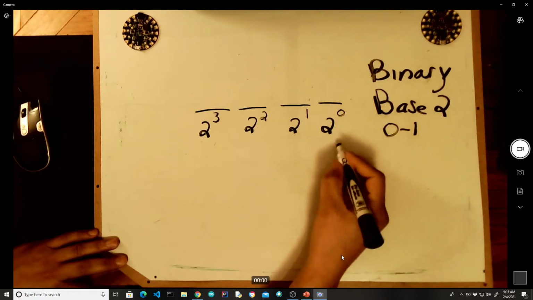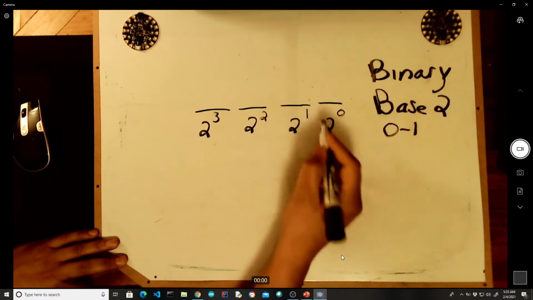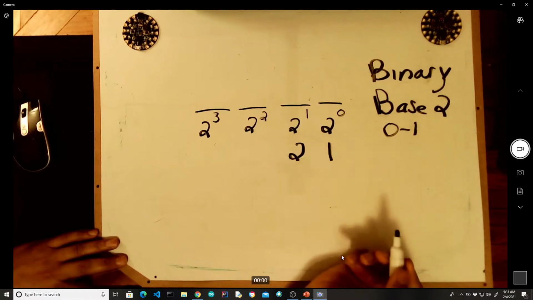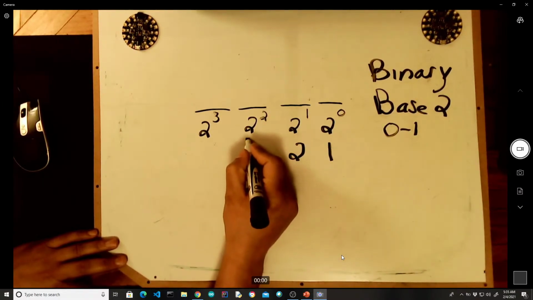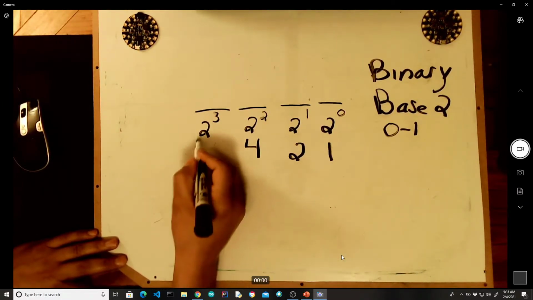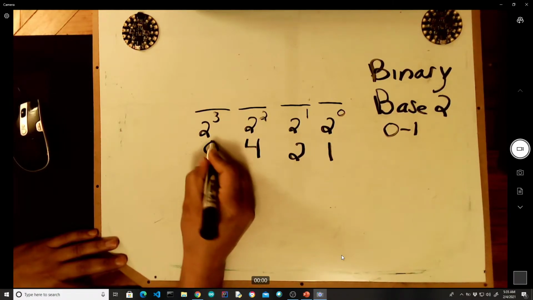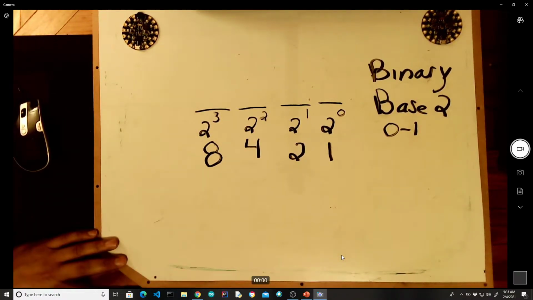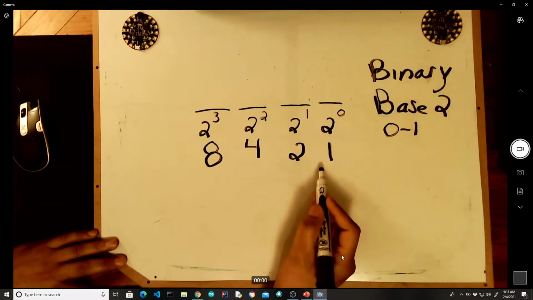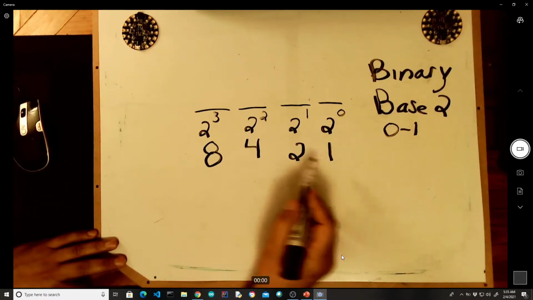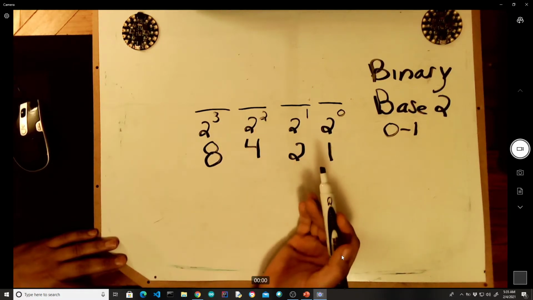2 to the 0 has a value of 1. 2 to the 1 has a value of 2. 2 to the 2 has a value of 4. And 2 to the 3 has a value of 8. Now once you start going here, you might say, well, how am I going to calculate these powers? Well, if you notice what's happening, each time we're simply multiplying by another 2.